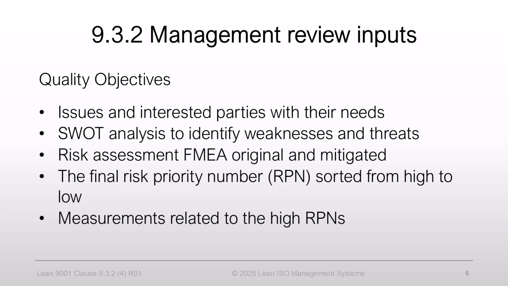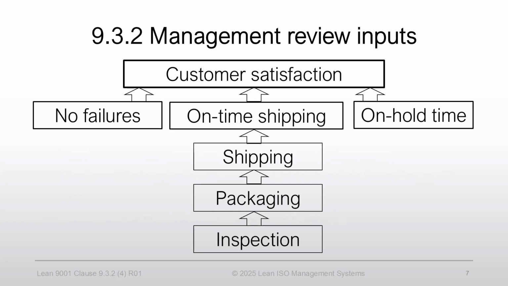The matrix follows this flow. Identify issues and interested parties with their needs. Conduct a SWOT analysis to pinpoint weaknesses and threats. Use FMEA to assess and mitigate risks. Prioritize risks based on the final RPN. Define measurements related to the top risks. Let's walk through an example.